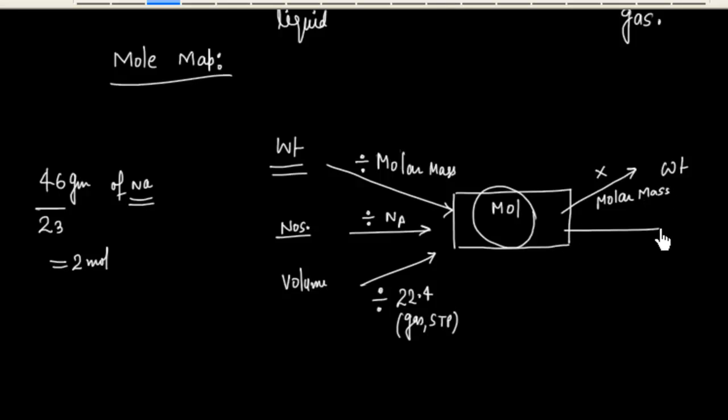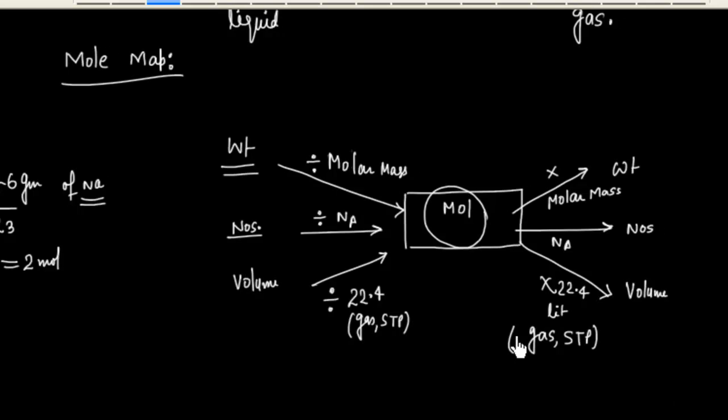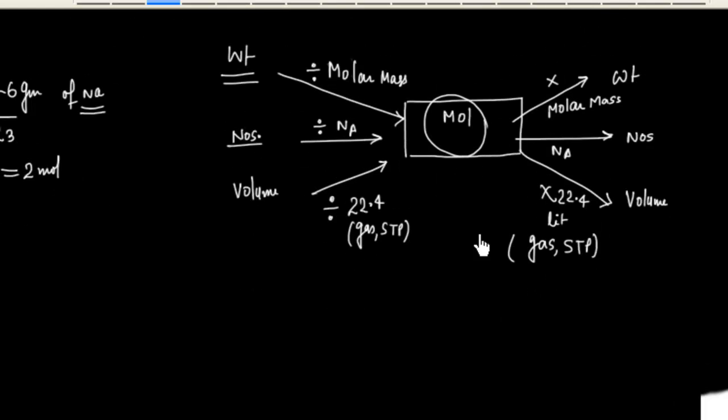We can convert mole into numbers, multiply by Avogadro number. We can convert mole into volume, simply multiply by 22.4 liter, and this is at STP, for gaseous substances. So this means now we can have two or three kinds of calculation. If I give you weight, you can convert into volume, numbers or weight.